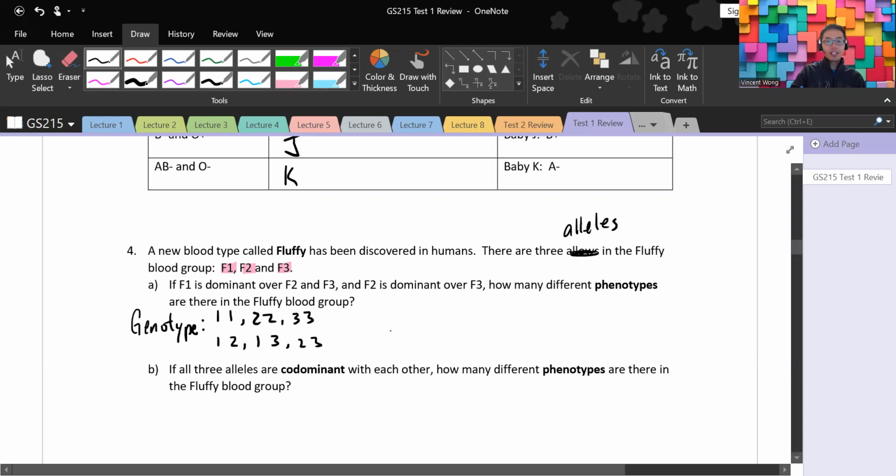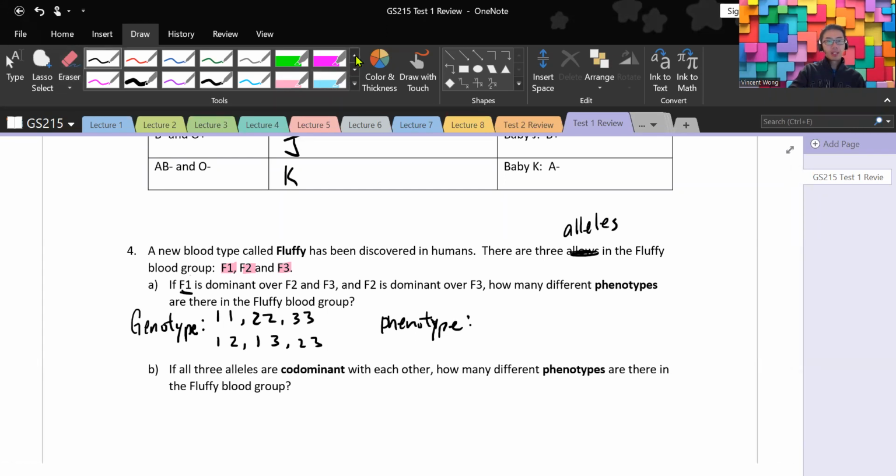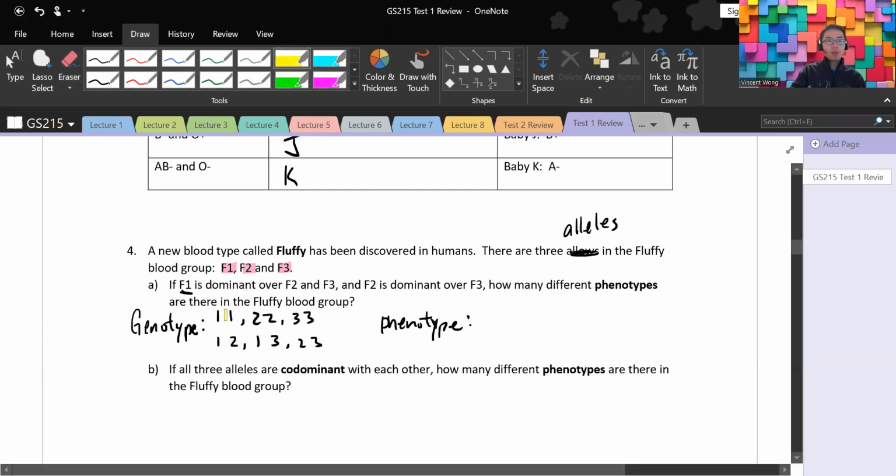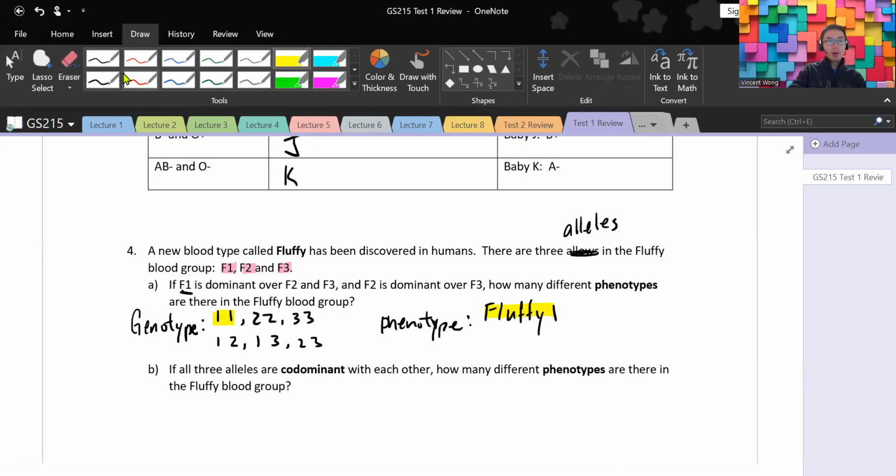Okay, so now the phenotype, right? Like what do they actually look like? Okay, so let's take a look. The question tells us 1 is dominant over 2 and 3. That means 1 will cover up 2 and 3, right? So let's take a look at the first one, 1, 1. There's only one allele here, so we'll call that fluffy 1, okay? Fluffy 1.